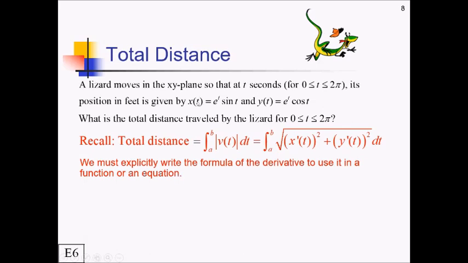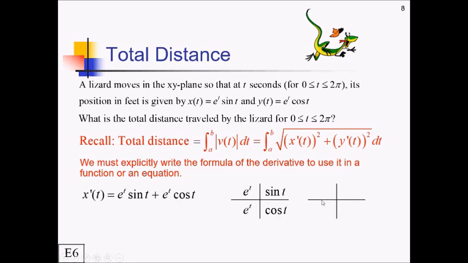So for x prime, we're using the product rule. We've got a box and ribbon here with e to the t and sine of t, whose derivatives are e to the t and cosine of t. Using my ribbon, I've got e to the t sine of t plus e to the t cosine of t. For y prime, pretty much the same deal, but with e to the t and cosine of t. Those derivatives are e to the t and negative sine of t. Using my ribbon, I've got e to the t cosine of t minus e to the t sine of t.